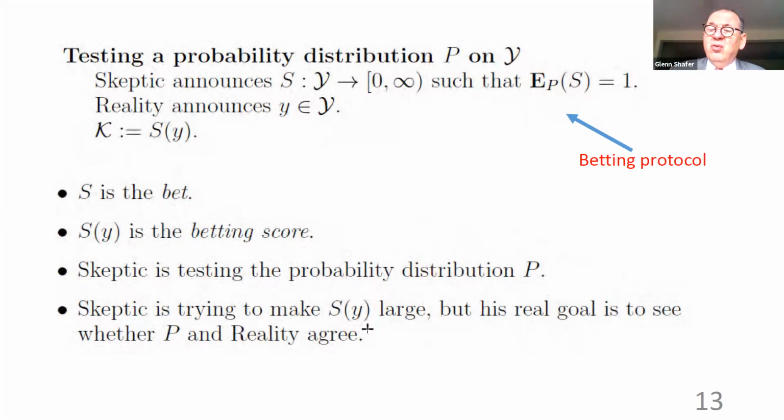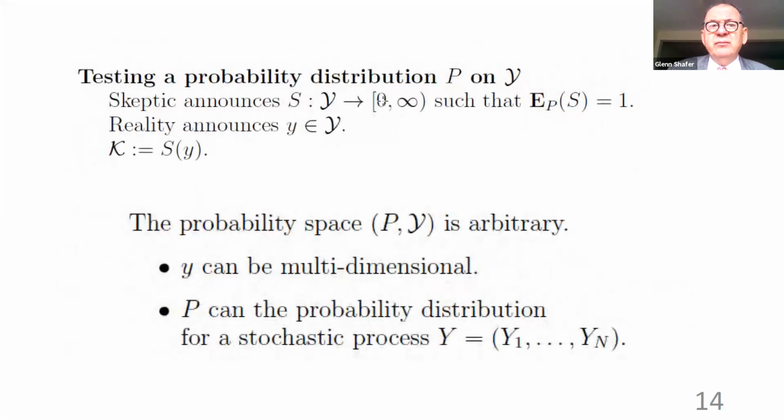But in order to figure that out, our intermediate goal is that we try to bet in a way, try to do our best to make the betting score large. Okay, so this is our first example of a protocol.